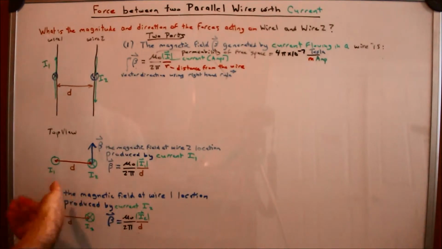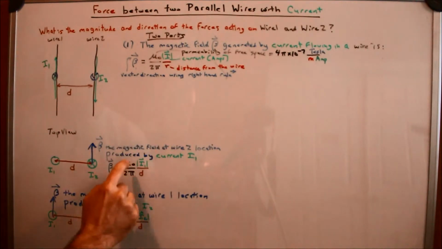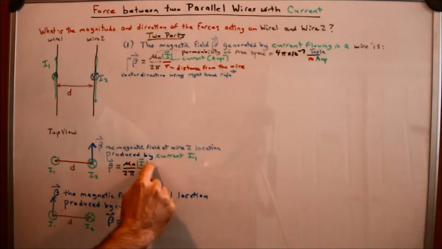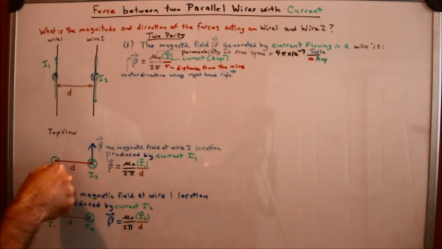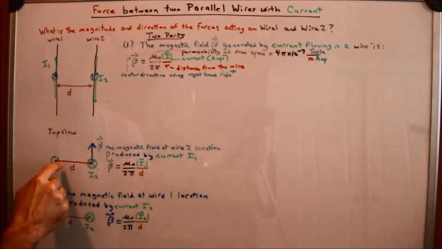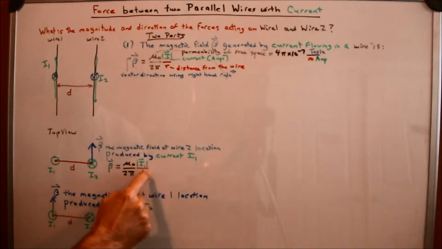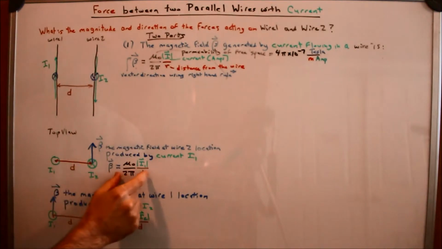Okay, so now we know directionality. We know it's perpendicular to the distance between them, and here's the magnitude. It's always the permeability of free space over 2 pi, and the magnitude is proportional to the current flowing in the wire that's producing it. So in this case, the magnetic field at that location is produced by this current. So it's the magnitude of I1, divided by the distance or the radius, whatever you want to consider it, which is the distance between them.